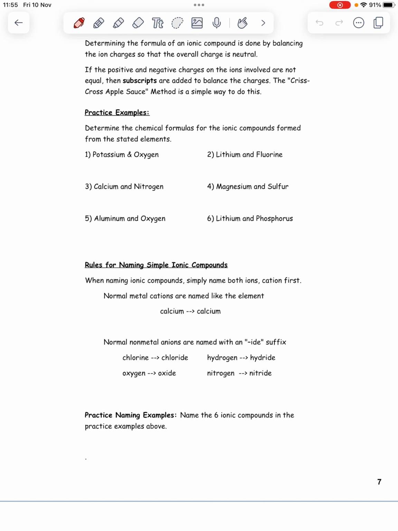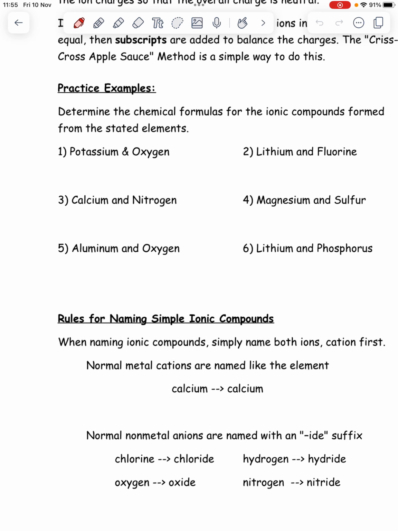Okay, so if you know two elements are going to come together to form an ionic compound, it's pretty easy to figure out their formula, or their chemical formula, and their name. And you'd know that they're going to form an ionic compound if you're dealing with a metal and a non-metal, something from the left of the table and the right of the table.